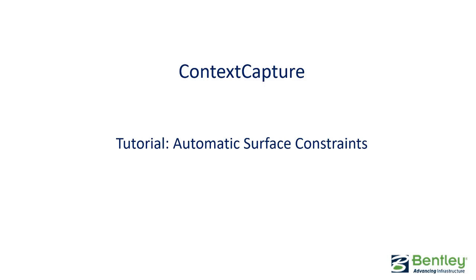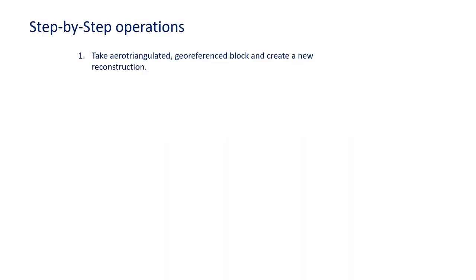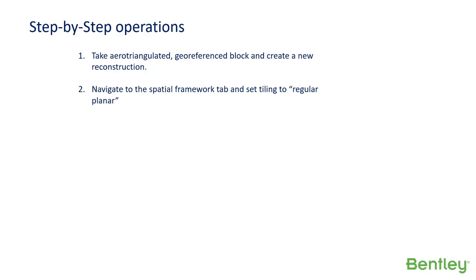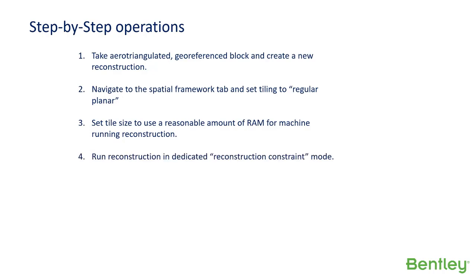Context capture tutorial on automatic surface constraints. Step one is to take an aerotriangulated georeferenced block and create a new reconstruction. You'll then navigate to the spatial framework tab and set the tiling to regular planar. We will then want to set the tile size to something reasonable for the machine that is running the reconstruction.